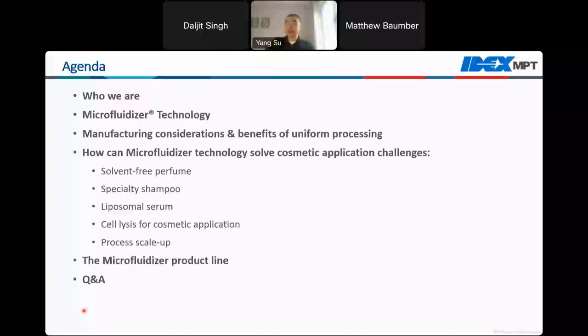Then I'll move on to more detailed examples of using the microfluidizer technology for the cosmetic industry. The examples include solvent-free perfume, specialty shampoo, liposomal formulation, and an interesting topic around cell disruption for cosmetic application. Then I'll give you a quick example to illustrate how the technology is able to scale up linearly. Then I'll briefly introduce our diverse product portfolio before I end my presentation.